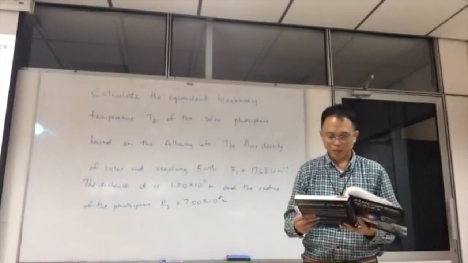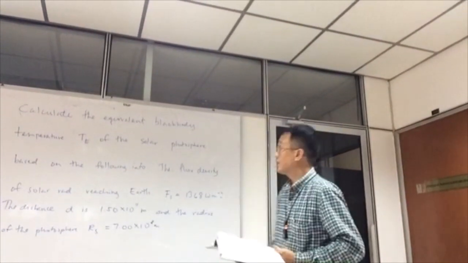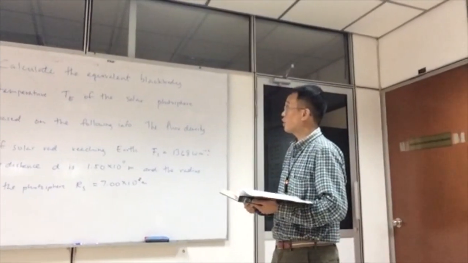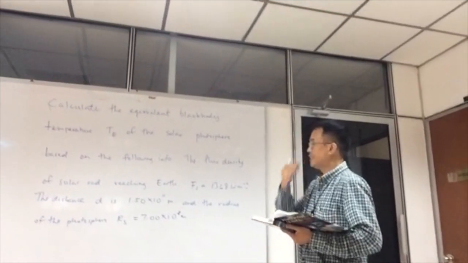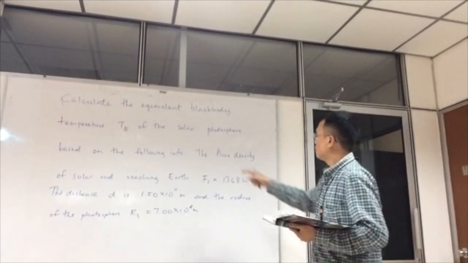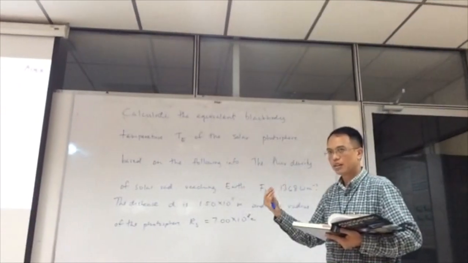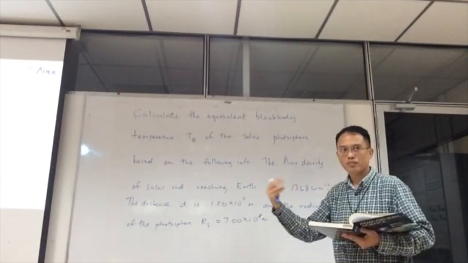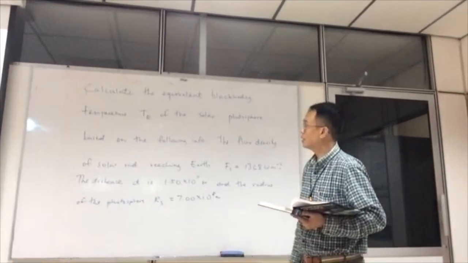So this is another example from the book, an excuse for us to use the Stefan-Boltzmann law. Here the question states that we need to calculate the equivalent black body temperature, TE, of the solar photosphere. That means the outermost region of the sun that we can see, the visible part of the outermost region, or surface of the sun, or the photosphere.